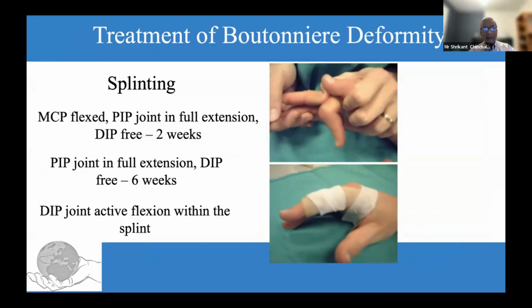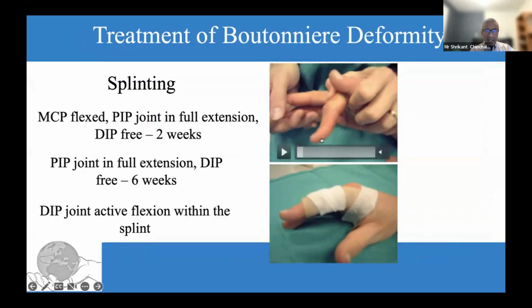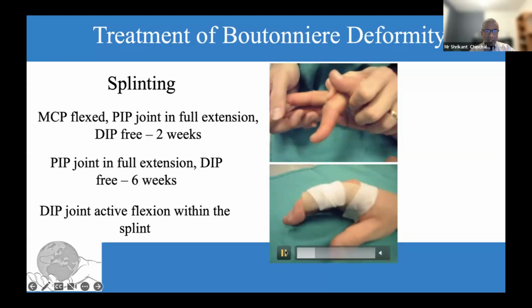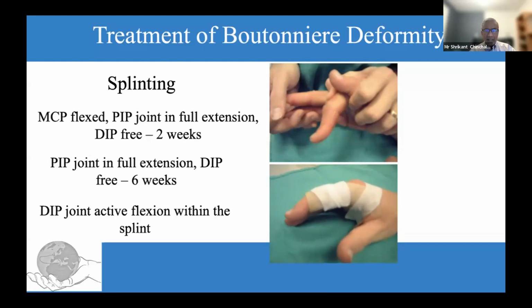I want to maintain the PIP joint in full extension and leave the DIP joint free for a period of 2 weeks. So here, of course, this examination suggests that by flexing the MCP joint, the PIP joint extends somewhat, allowing the person to perform the DIP joint flexion exercises whereas the PIP joint is held in neutral constantly throughout this process.